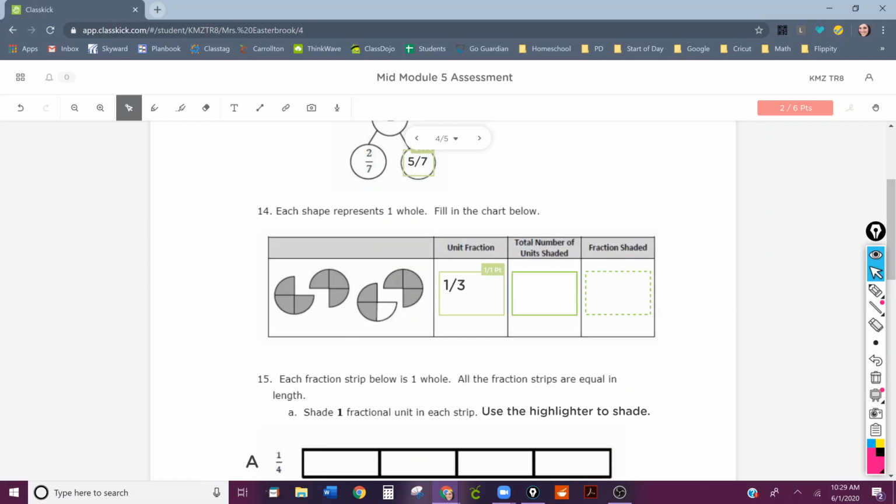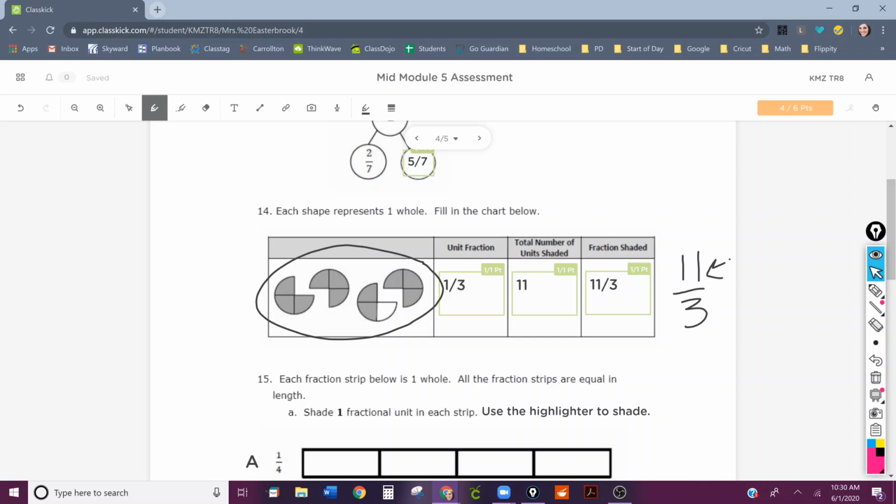What is the total number of units shaded? So now we're going to count all of them. 3, 6, 9, 10, 11. 11 pieces are shaded. So what is the fraction shaded? Well, we have 11 pieces shaded, and they're broken into thirds. So we said over here that 1/3 is the unit fraction. So the bottom number is going to be thirds. So we have 11 thirds shaded. Now because this top number, the numerator, is larger, we know we have more than 1 whole. And when you look over here, we do have more than 1 piece. So we know that that fraction matches.